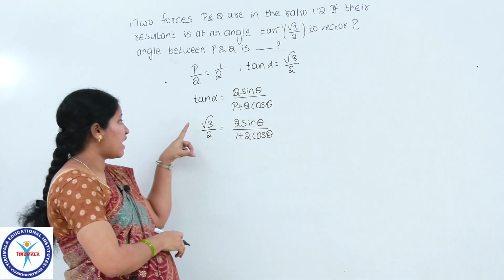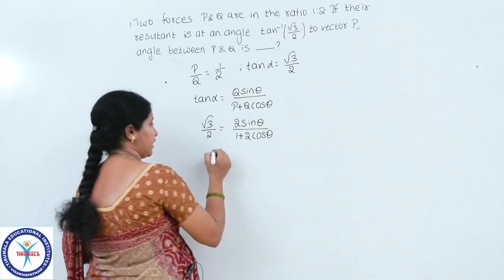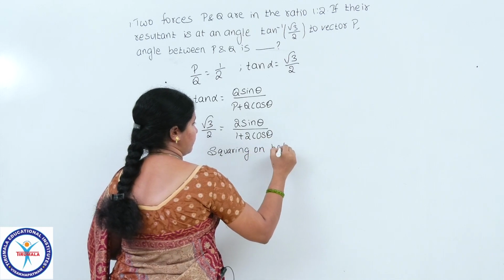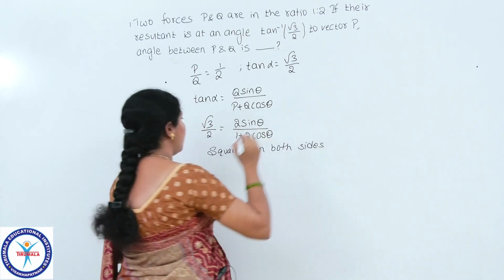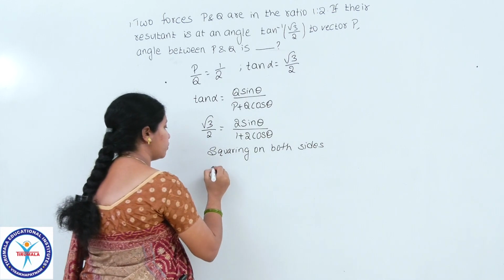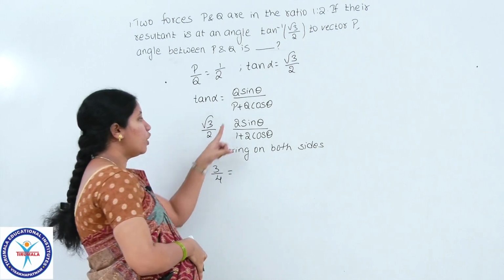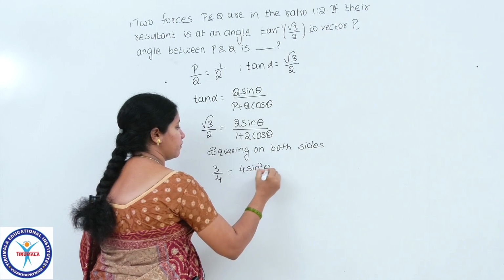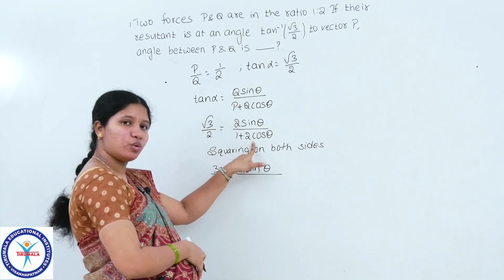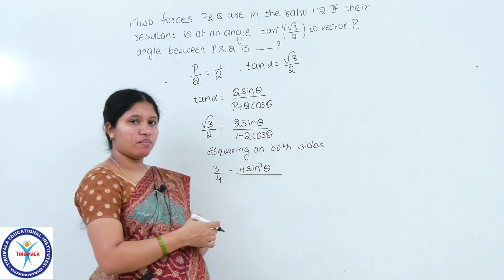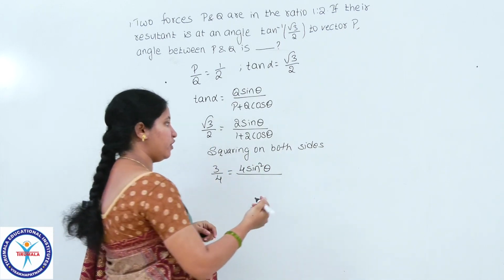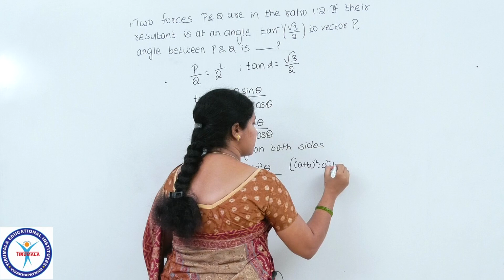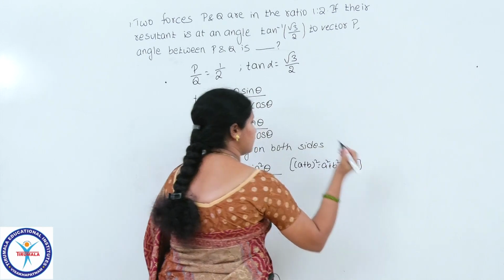Now as we have a root, squaring on both sides. Root 3/2 whole square gives 3/4 equals 2 sin theta whole square, which gives 4 sin square theta, divided by 1 plus 2 cos theta whole square. It is in the form of a plus b whole square. If we expand a plus b whole square, we get a square plus b square plus 2ab.